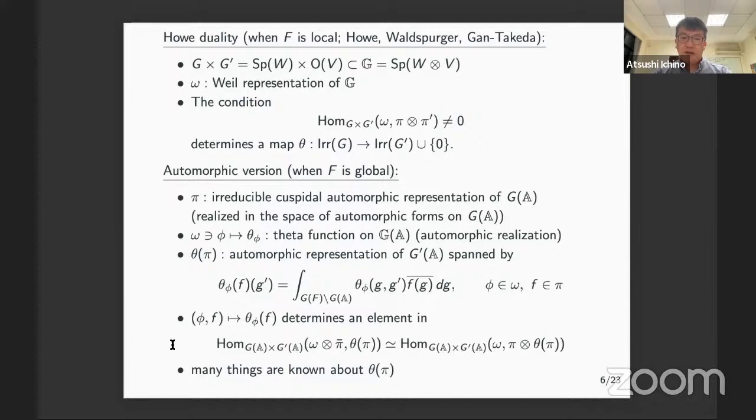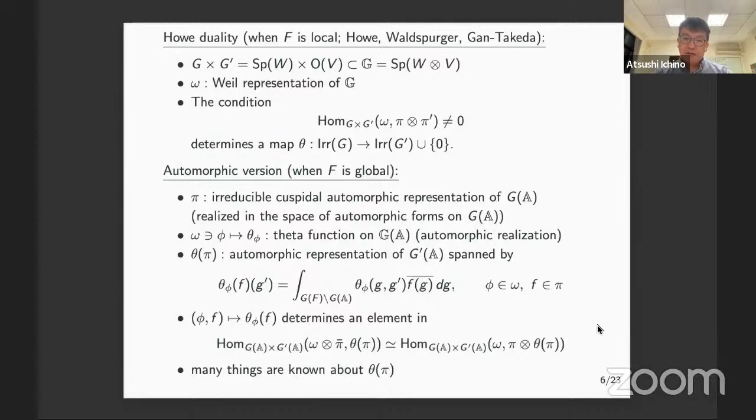in the Hom space. Because pi is irreducible, we can move pi to the other side of Hom. So we get some global analog of the local Hom space above. So in this way, we can use the representation theory to study the theta lifting.